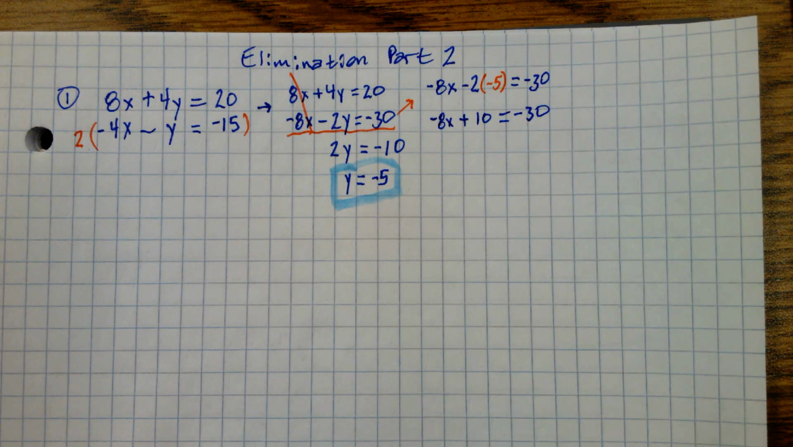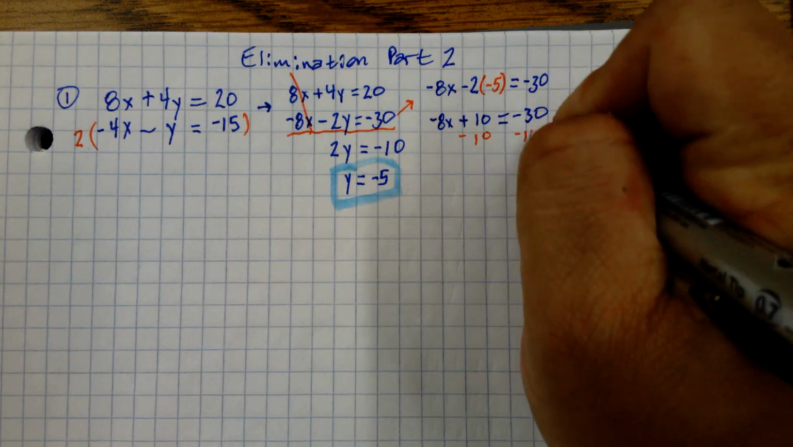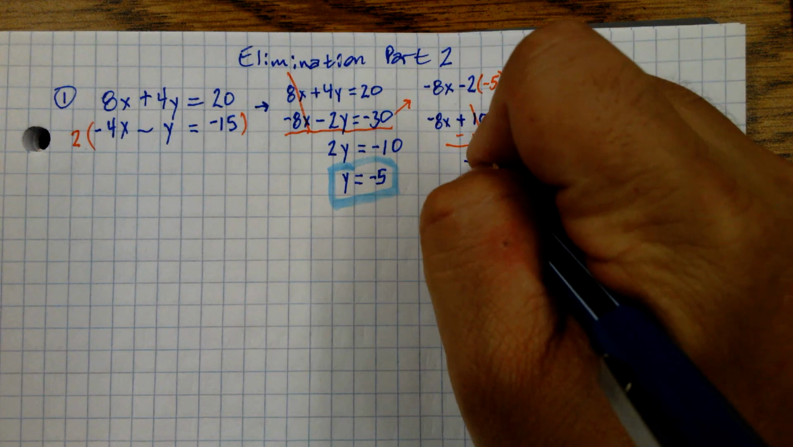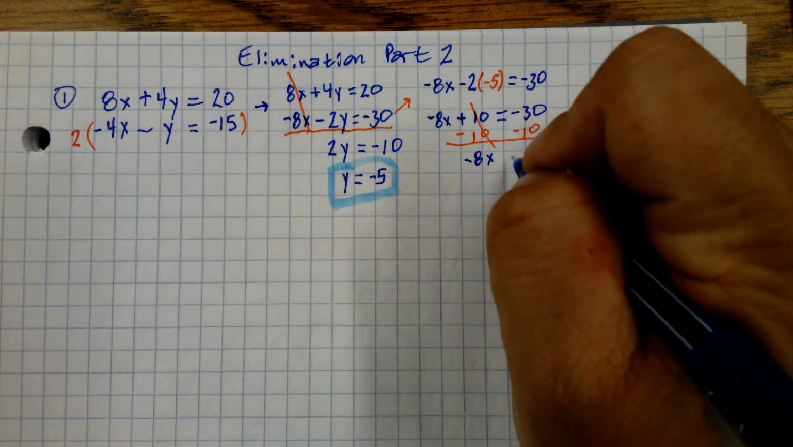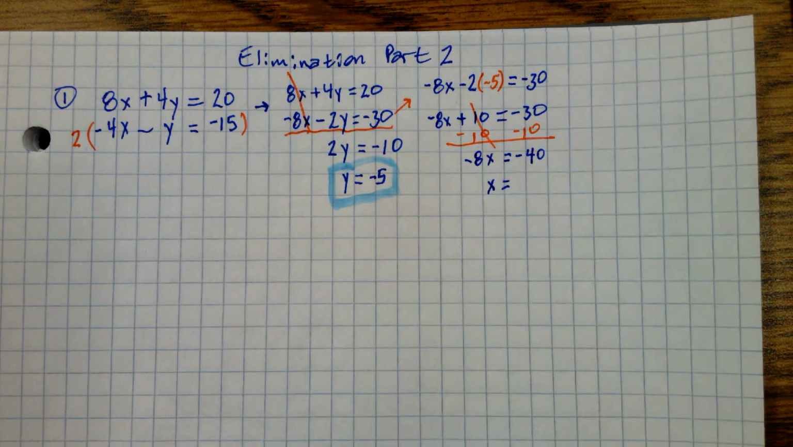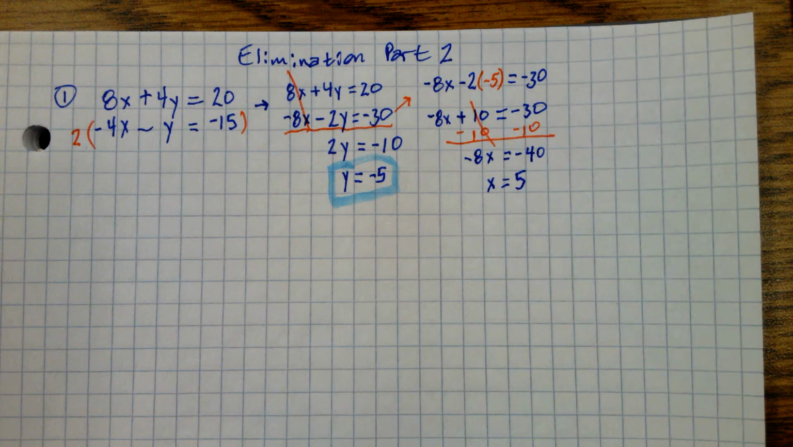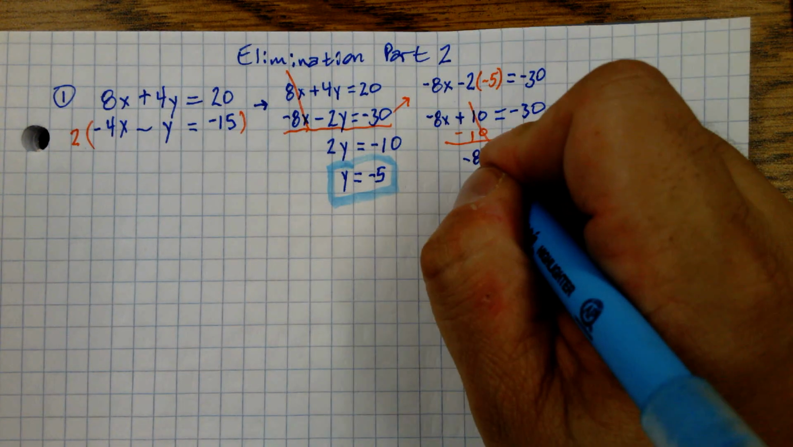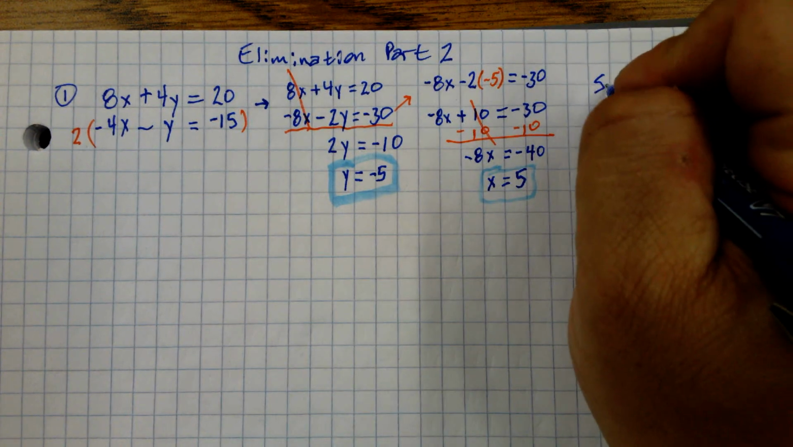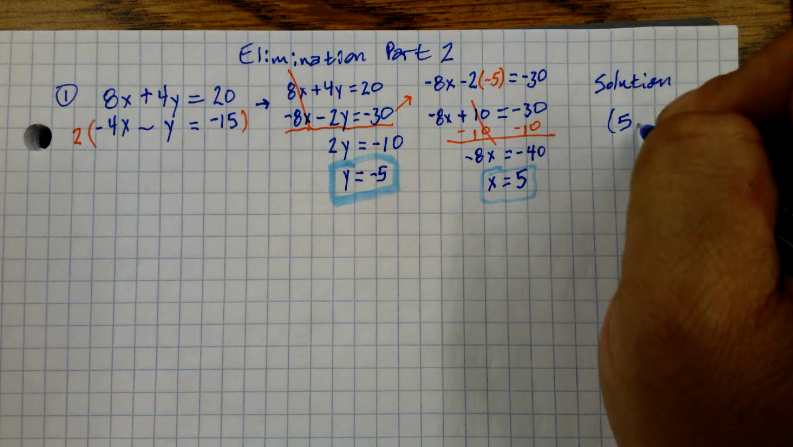Okay? So let's get rid of the 10. And I get negative 8x equals negative 40. So x has to be 5. So we got 5, negative 5. Okay, so our solution is 5, negative 5.